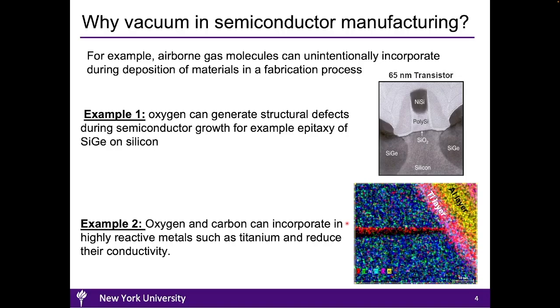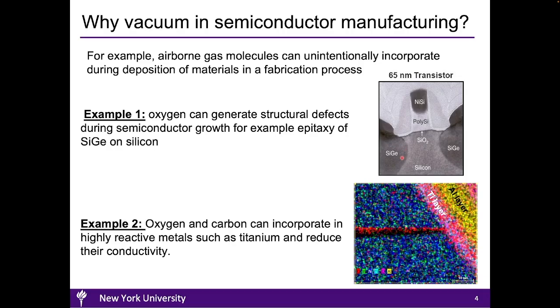As we explained in an earlier video, the source and drain of a transistor can consist of silicon germanium pockets. These silicon germanium regions are grown using a process called chemical vapor deposition technique. The presence of oxygen during the chemical vapor deposition process can promote the generation of structural defects and degrade the crystal quality of silicon germanium in the source and drain regions of the transistor.